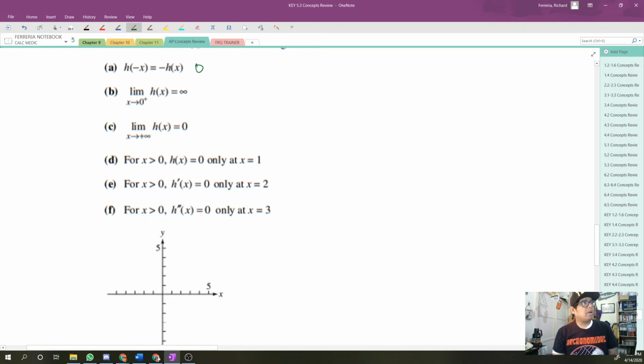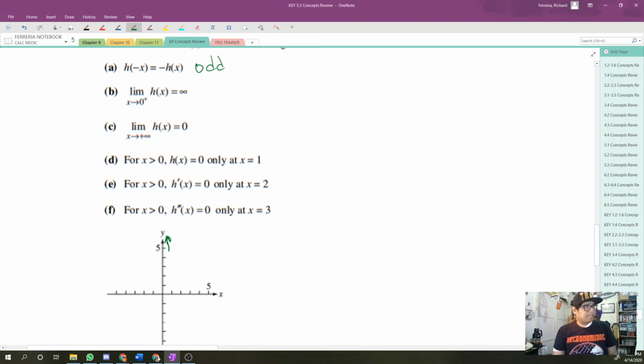So this is an odd function, which means we're going to be symmetric about the origin. As x approaches 0 from the right, we're going to go to positive infinity. So that's going to be easy. Approaching 0 from the right, we're going to positive infinity. As we go to infinity, we're going to have a horizontal asymptote. The y value is going to approach 0.